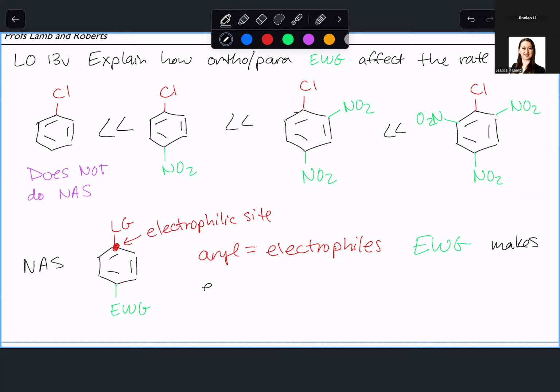makes our electrophile more electrophilic, right? It makes the electrophile more electron deficient, thus it is better at its job. If you make an electrophile better at its job, the rate goes up.